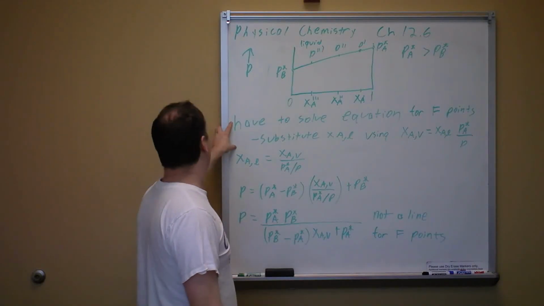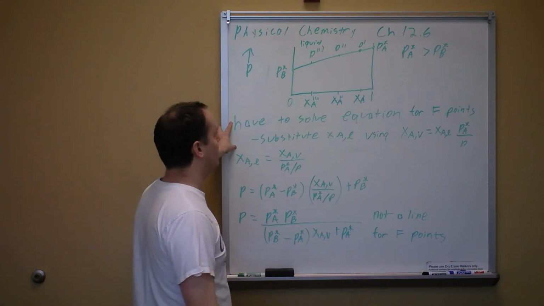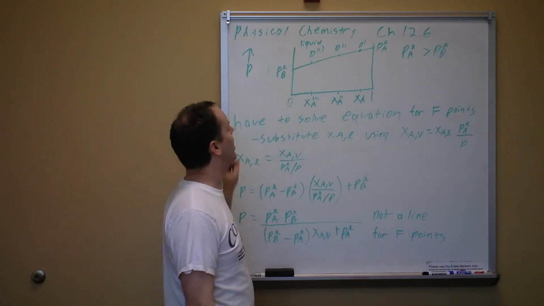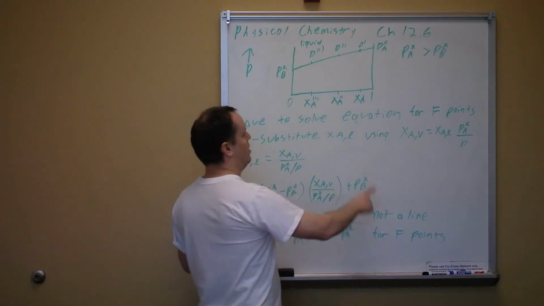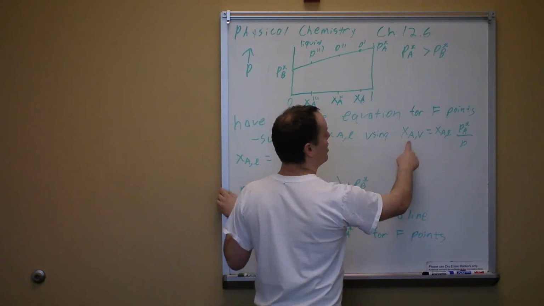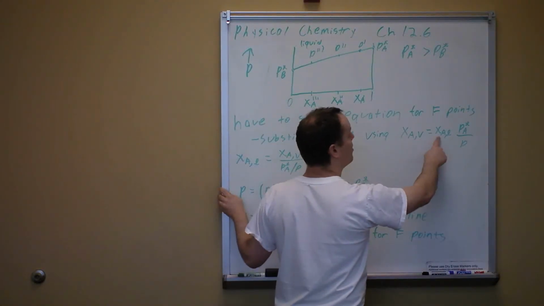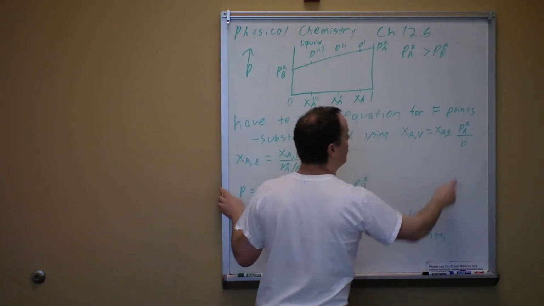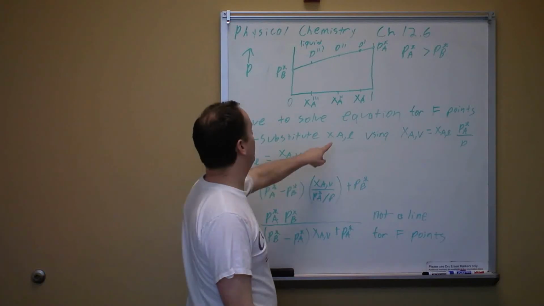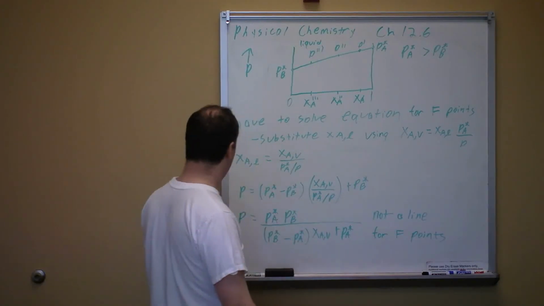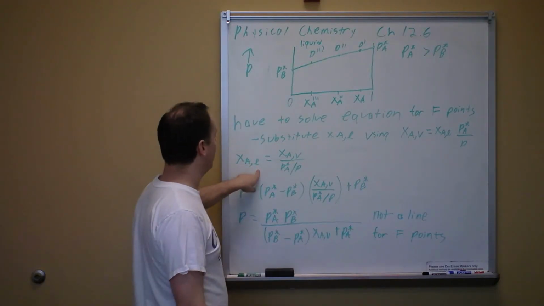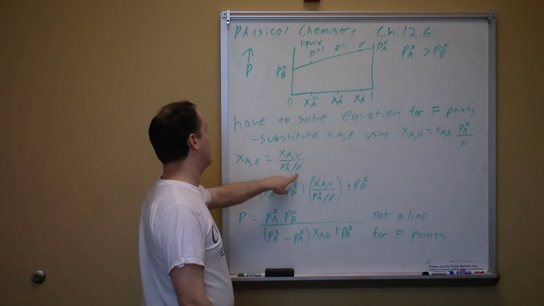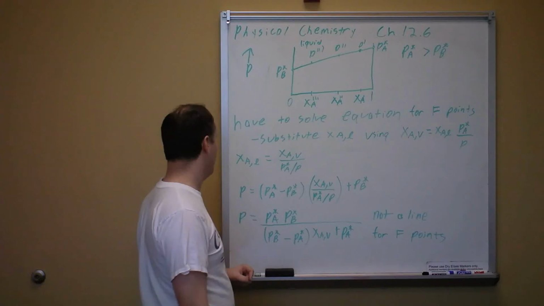Now that we've done that, we want to solve an equation for the F points. So what we're going to do is take the same equation for the line, but we're going to use that the mole fraction of A in the vapor phase is equal to the mole fraction of A in the liquid phase times the pure pressure of A divided by total pressure. And we're going to solve that for the mole fraction of A in the liquid phase. So here we are, the mole fraction of A in the liquid phase is equal to the mole fraction of A in the vapor phase divided by the pure pressure of A divided by the total pressure.